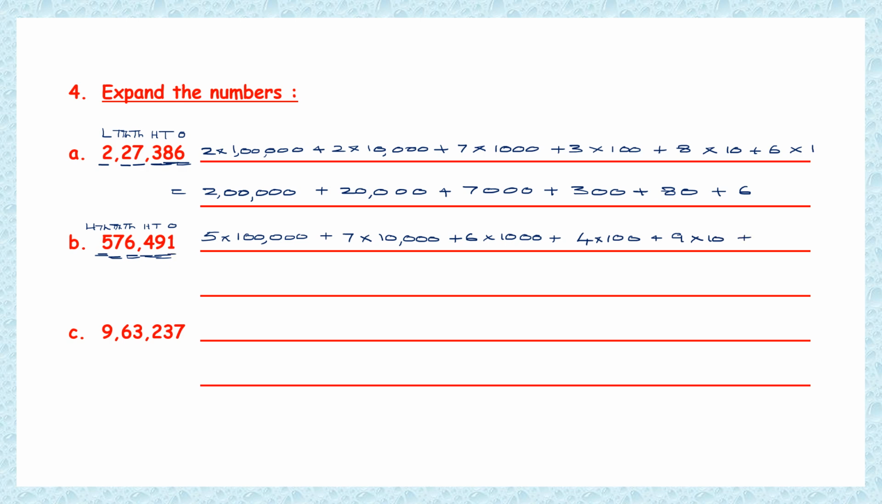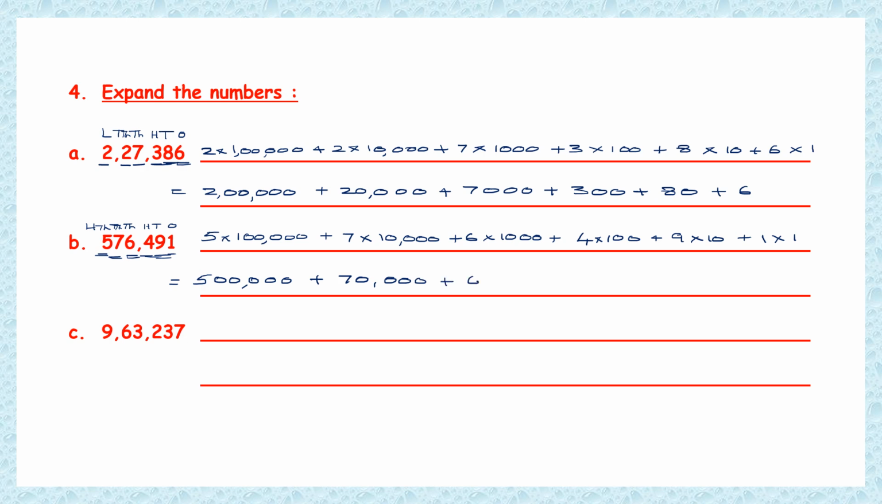Plus 1, 1 is in the ones place, so 1 into 1. Now we have to multiply these and write our answers in the next step. So 5 into 100,000. 5 into 100 is 500,000, 3 zeros. Plus 7 into 10,000. 7 into 10 is 70 plus 3 zeros.